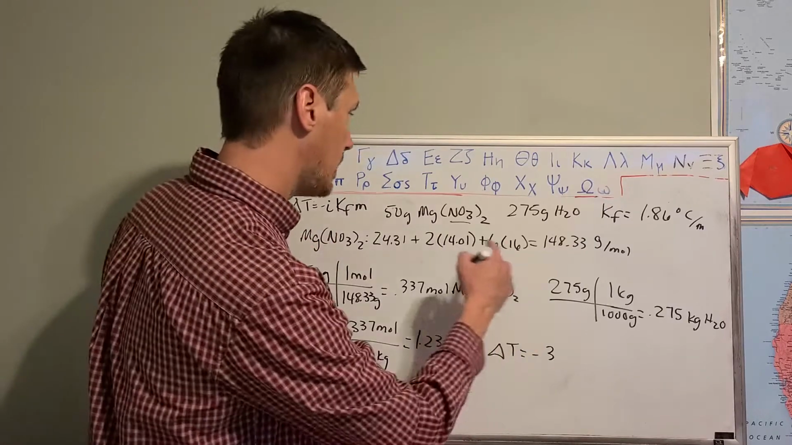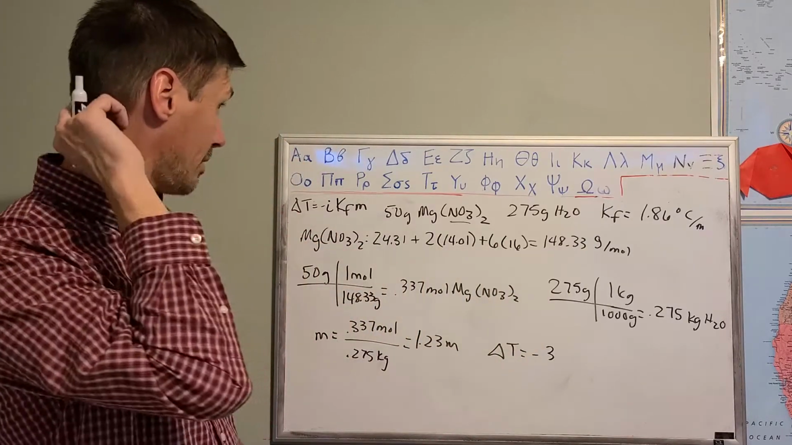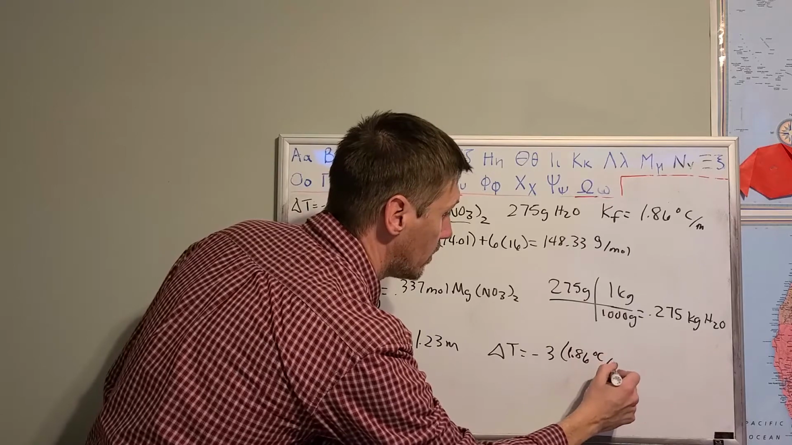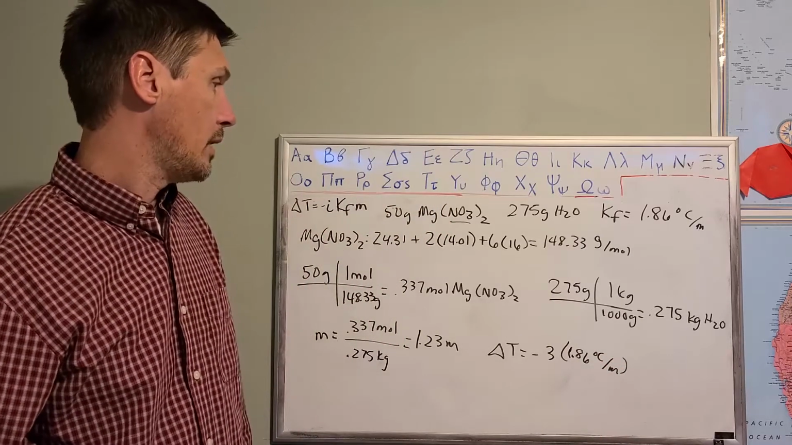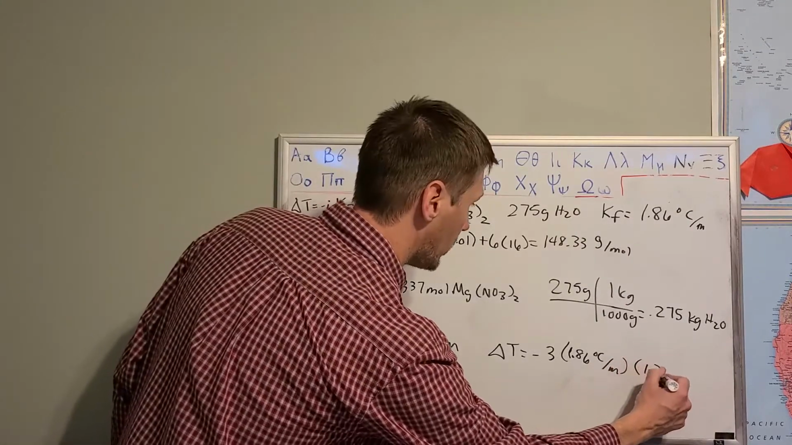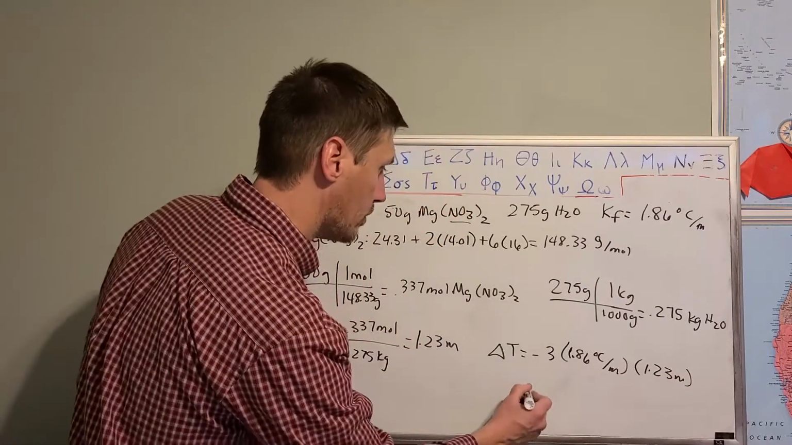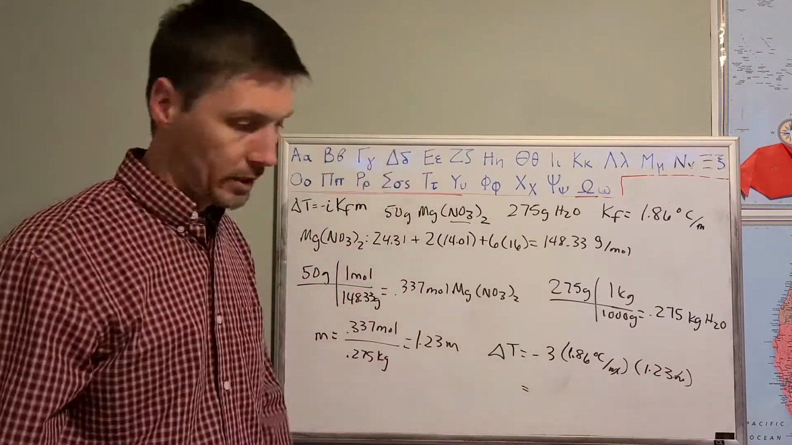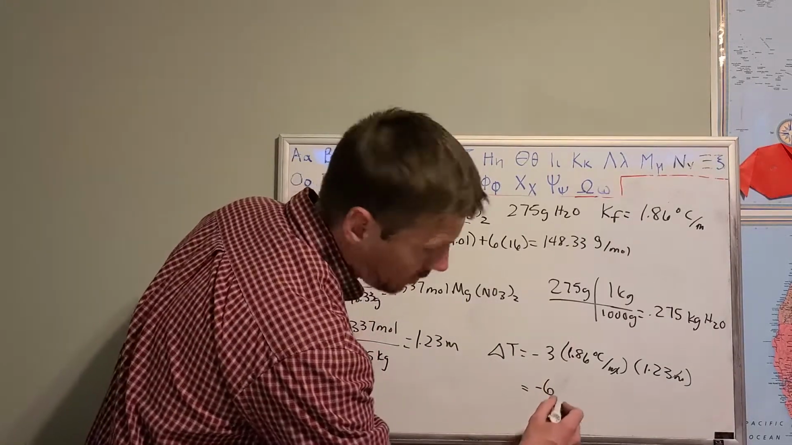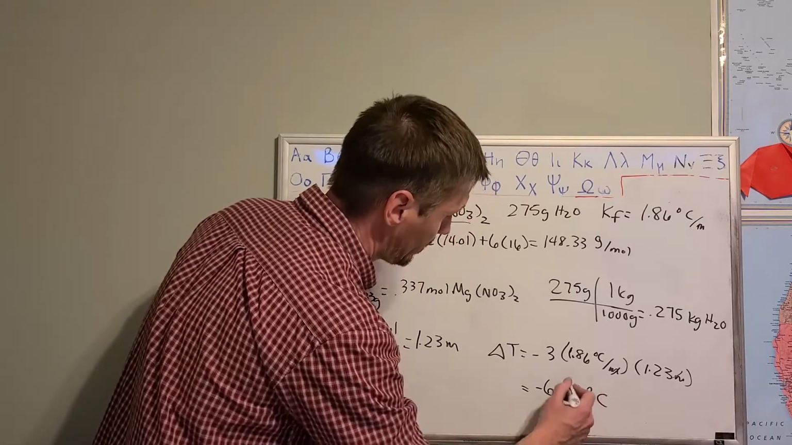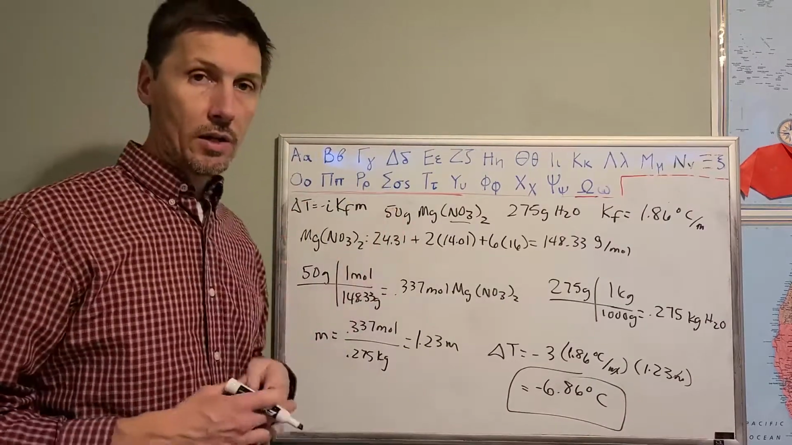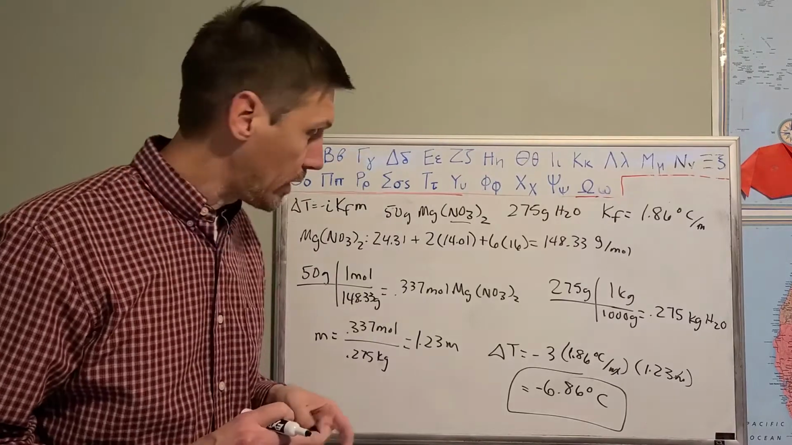What is Kf? Kf was given to us right here, 1.86 degrees C over molality. That's why we've got that weird unit, because the last thing we have to put in is molality, and we calculated molality to be 1.23 m. When we multiply this out, our m's are going to cancel out and we're going to be left with degrees Celsius. So our final answer is going to be negative 6.86 degrees Celsius. So that is our new freezing point for water when we add this solute to it. That's the change in T.